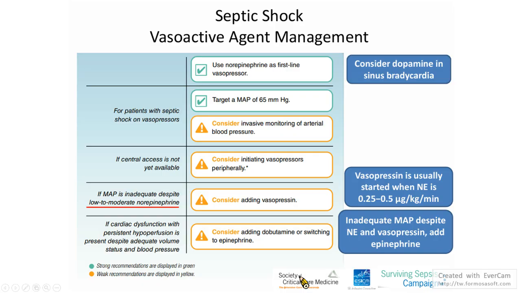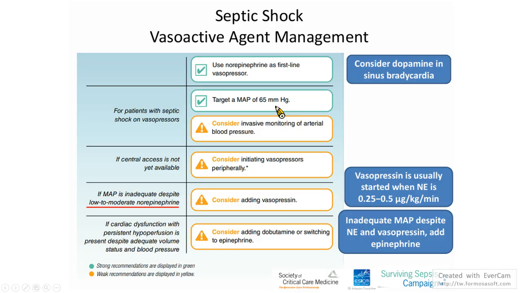And we're going to focus on the two main categories of shock, and go through the vasoactive agent management theory. So septic shock is the first one, and as listed here, it is charted by the Surviving Sepsis Campaign, the SSC, which guides our septic shock management. In terms of the pressor in septic shock, norepinephrine is always the first line, targeting a MAP of over 65.